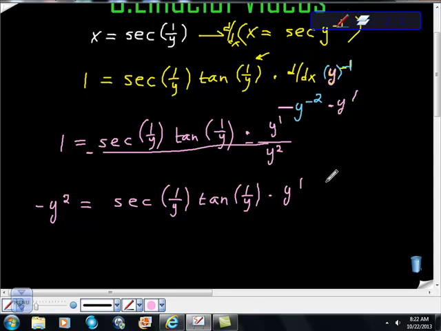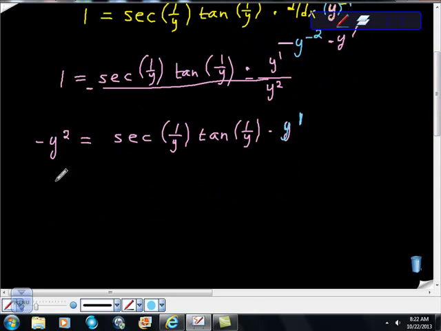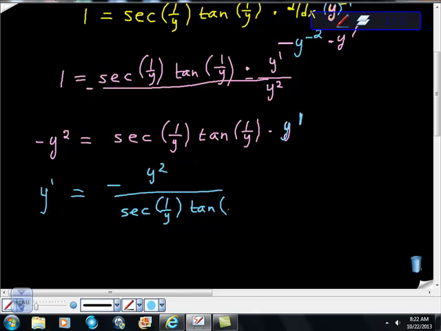Still pretty good, isn't it? Then I'm going to divide by this whole piece right here, because the whole goal here is to get y prime by itself. So I'll divide by all that, and I'll get y prime is equal to y squared over secant 1 over y tan 1 over y. Is that all right?